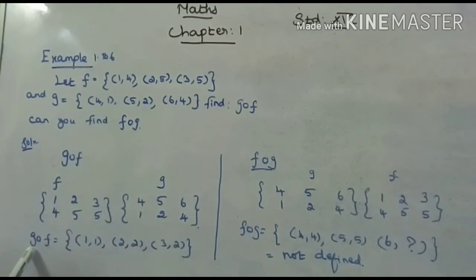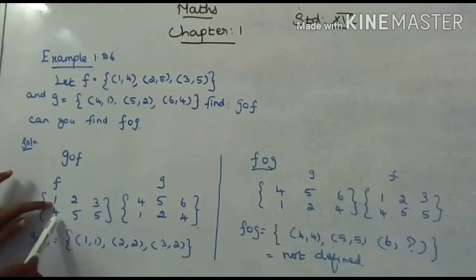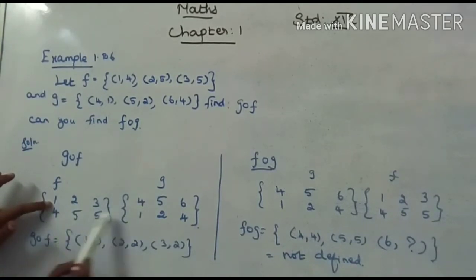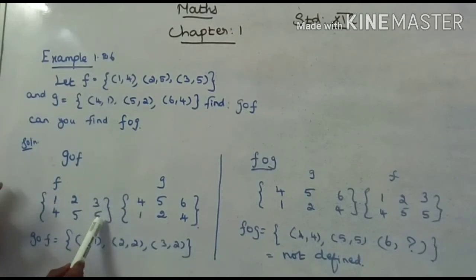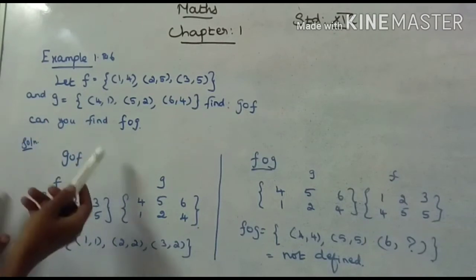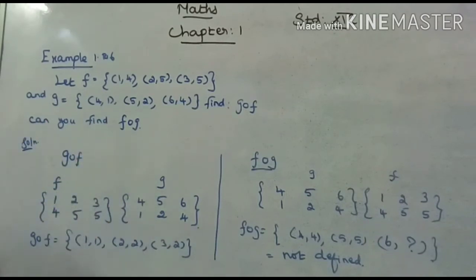Calculate f composite with g. 1 goes to 4 and 4 goes to 1, so (1, 1). 2 goes to 5 and 5 goes to 2, so (2, 2). 3 goes to 5 and 5 goes to 2, so (3, 2). This is f composite with g. Then can you find g composite with f?